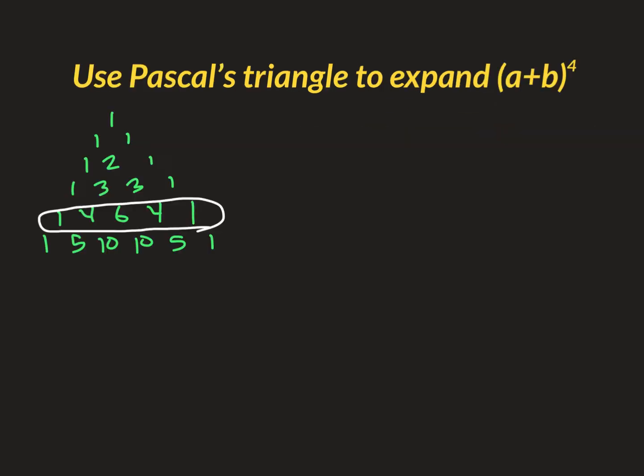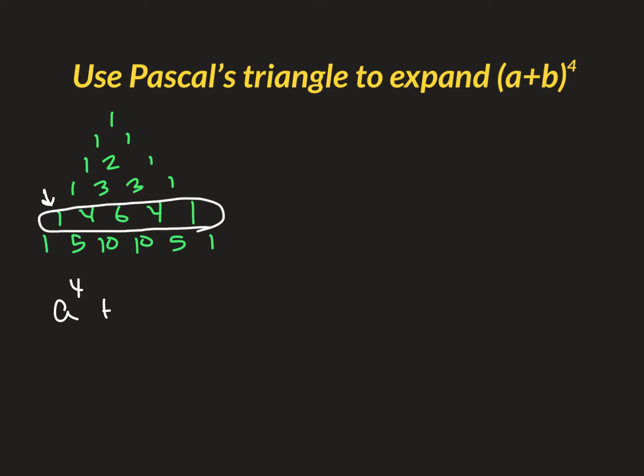This one says, use Pascal's triangle to expand a plus b to the fourth. So what I'm doing is finding the line in the triangle that corresponds to the fourth power, and there it is, I circled it already. Again, what those numbers represent are the coefficients in your expansion. So it starts with a 1, 1a to the fourth.